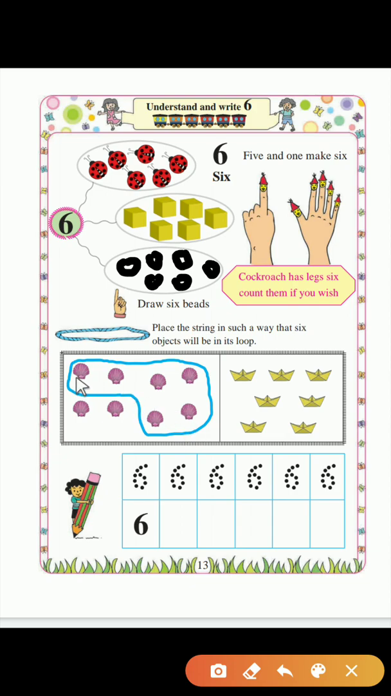See here, there are a total of 1, 2, 3, 4, 5, 6, 7 hand fans, but we will put this string so that only 6 fans will be here. Second picture, there are 1, 2, 3, 4, 5, 6, 7 boards, but we need to put this string around only 6 boards. So we will start from here.